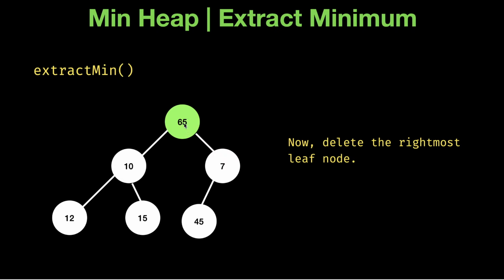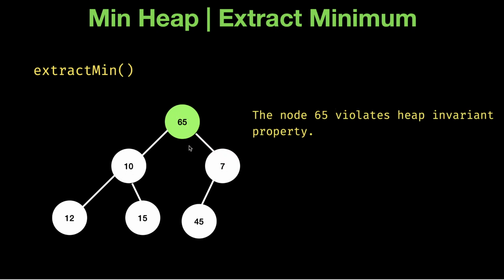The problem is that 65 should be less than 10, and 65 should be less than 7. That means 65 violates the heap invariant property here, because it is not less than 10, it is not less than 7. So basically we will have to push this 65 down into the tree, because it is heavier. We have to put it downwards. We have to put the lighter elements upwards, and heavier elements downwards.